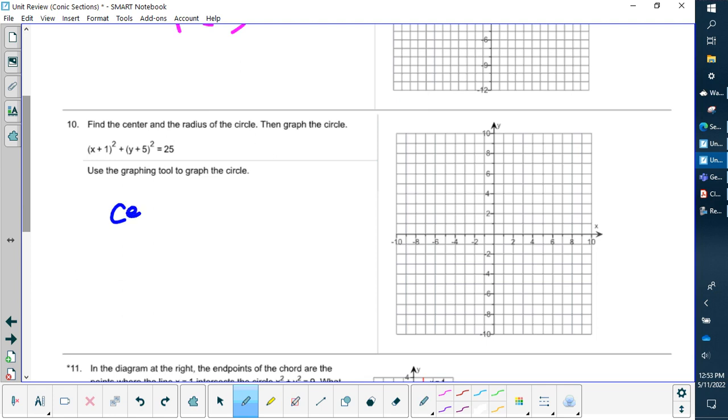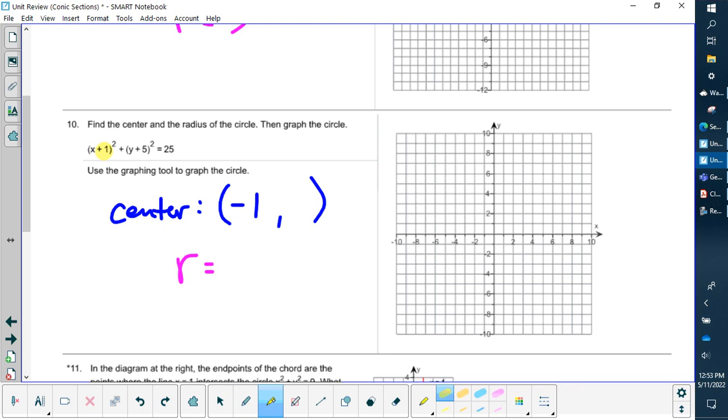Okay, let's do it again. So I need a center, and I need a radius. I notice +1. The only thing that would change that negative to a positive is if I plugged in a -1. Right here, +5. Again, -5 would change it to a +5. And then last but not least, 25. The only number I multiply by itself to get 25 is 5.